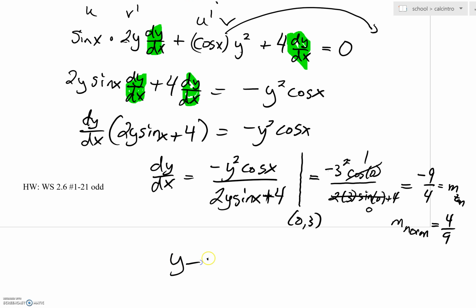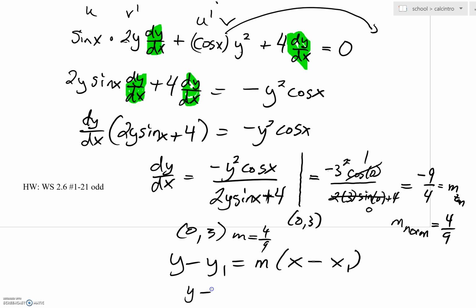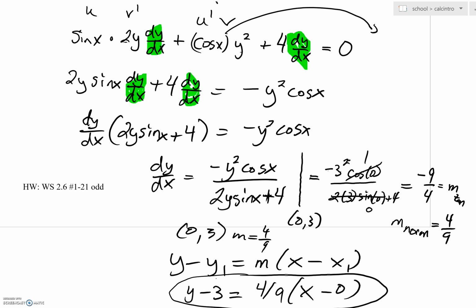So, guys, to finish this up, they want the equation of that normal line. And we've got 0, 3, and we've got our m is 4/9. So we could say y minus 3 equals 4/9, x minus 0. And that would be the equation that you could come up with. Are we doing okay with that?